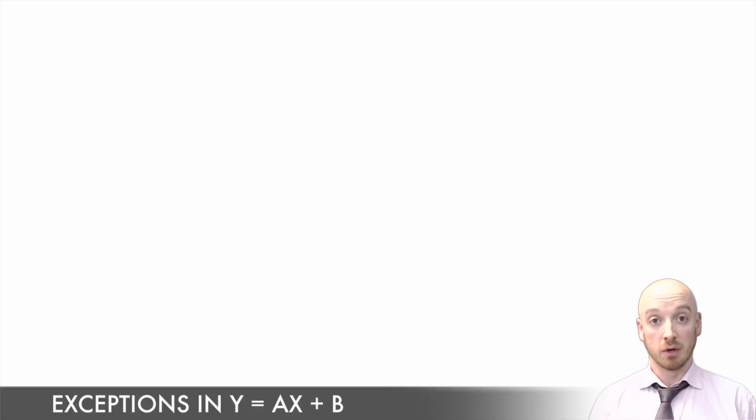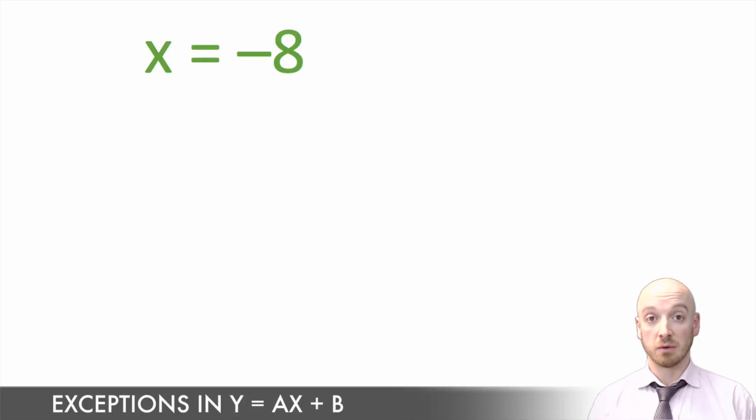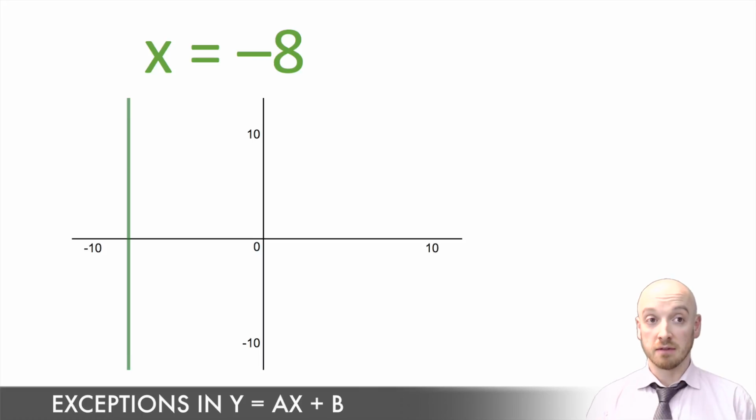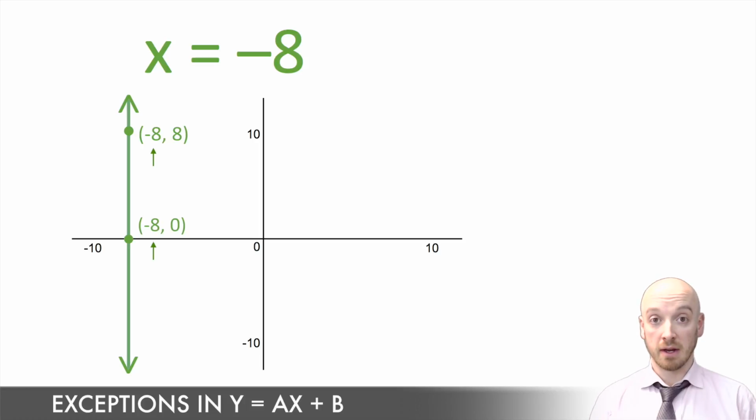Now a similar rule applies to x equals negative 8. If we look at the line through x equals negative 8, the y values vary from negative infinity to positive infinity. But the x values never move left or right from negative 8. So while y could be anything, on this line, x is always negative 8. And the equation, x equals negative 8, makes perfect sense.